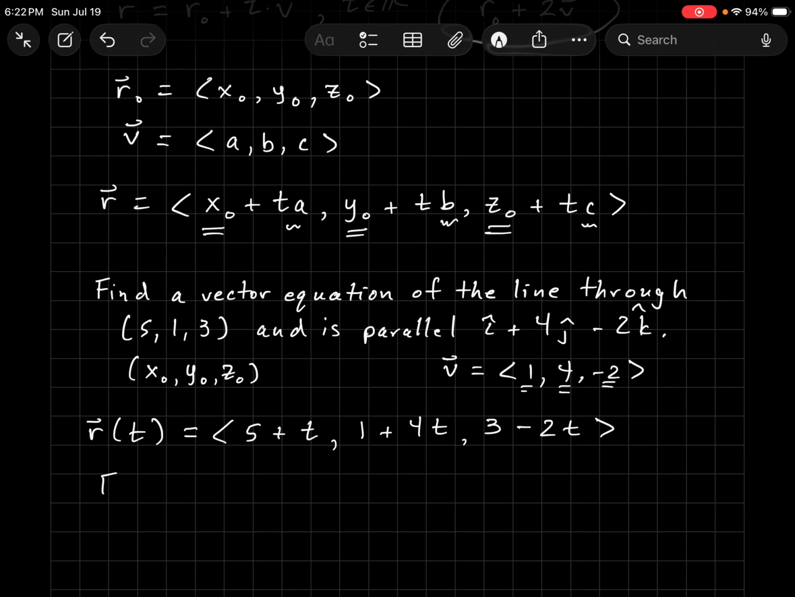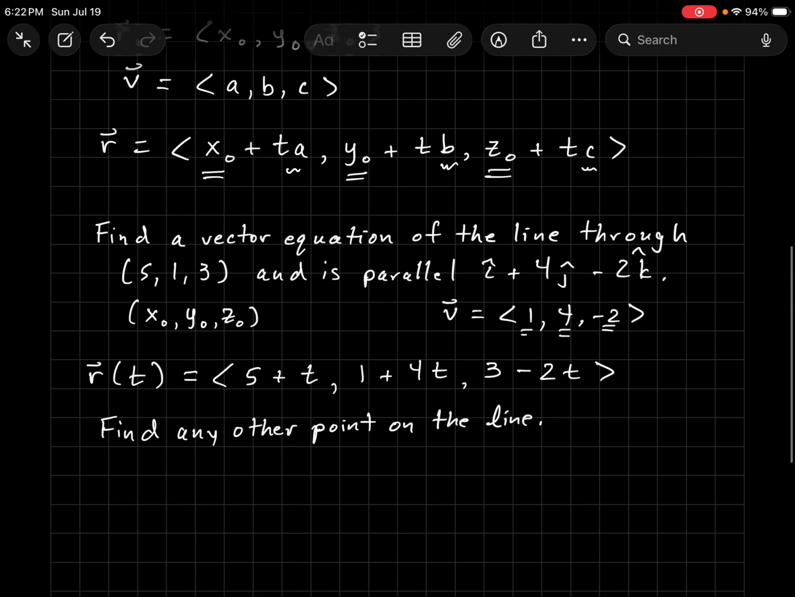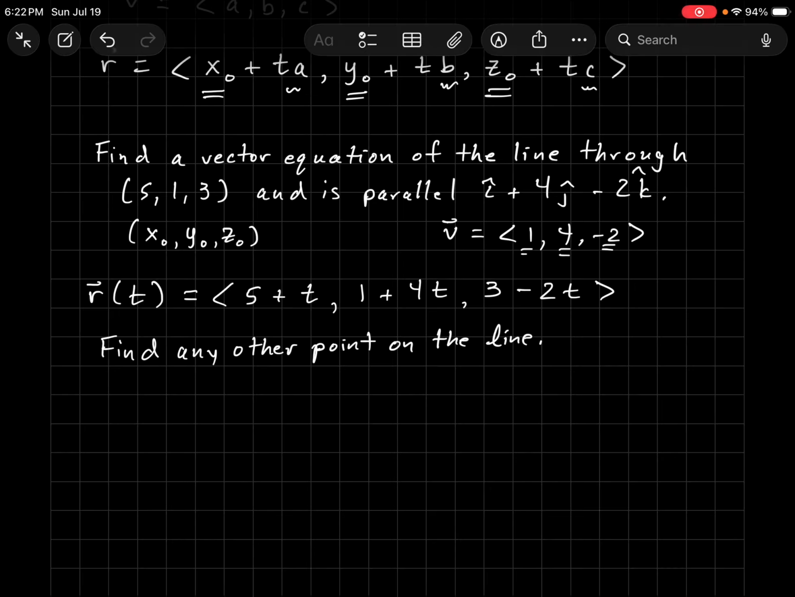Now let's find any other point on the line. So we can plug in any value for t that we want. We already know what it is when t equals 0, so let's find r of 1. All I'm going to do is plug in 1 for every t. So I get 5 plus 1, 1 plus 4 times 1, 3 minus 2 times 1, and we have another point on the line.